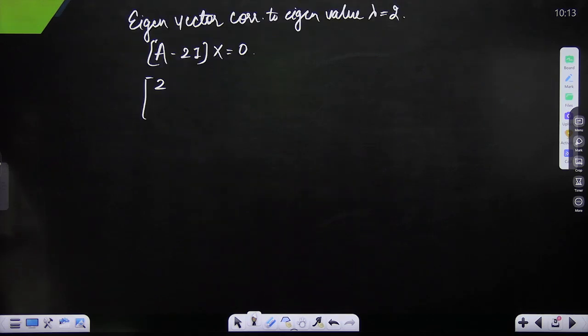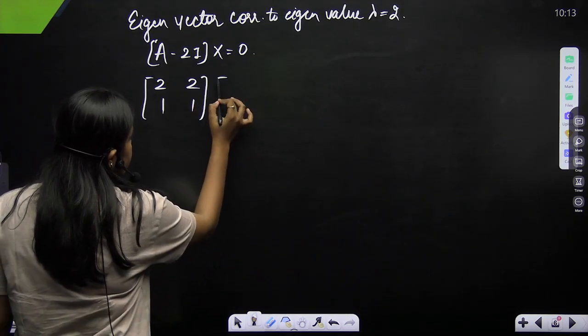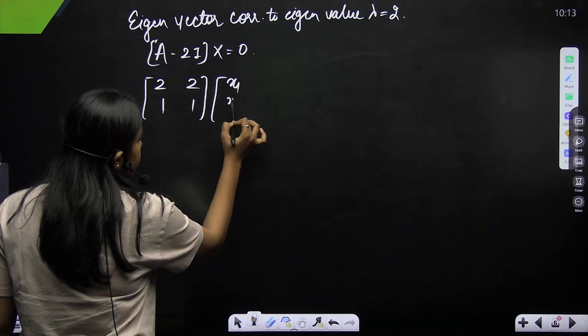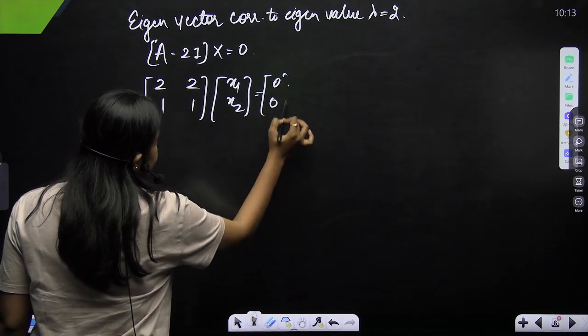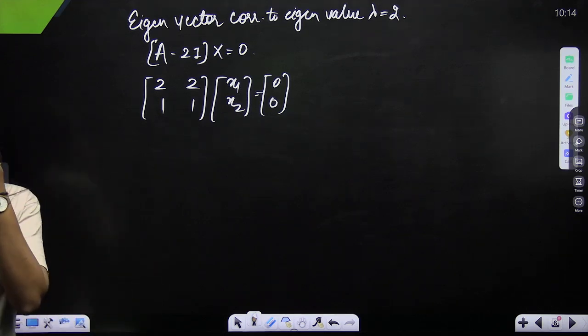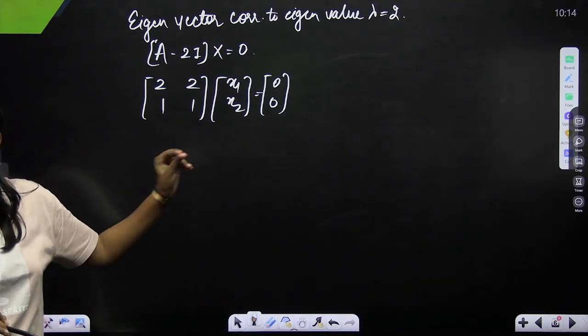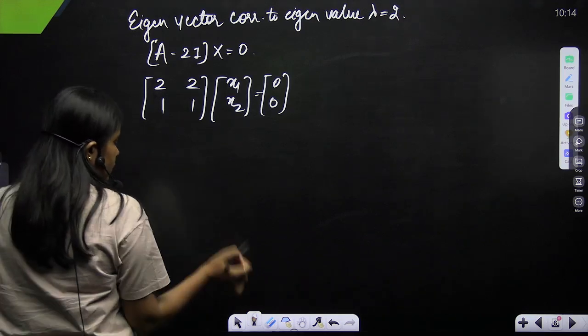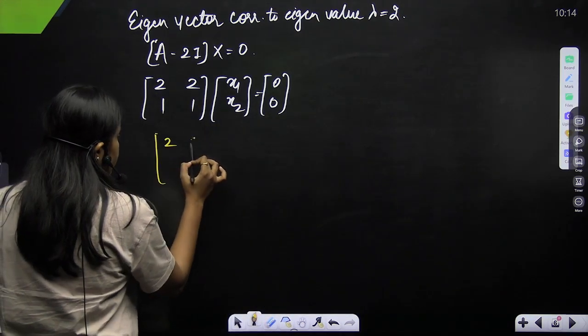And 3 minus 2. So I get this matrix. This is x1, x2. And this is 0, 0. Right, this is my system. Now to solve this system, I can only take the coefficient matrix. I do not need to take all these matrices, right? We already have solved that, we know. So I'll take this matrix 2, 2, 1, 1.